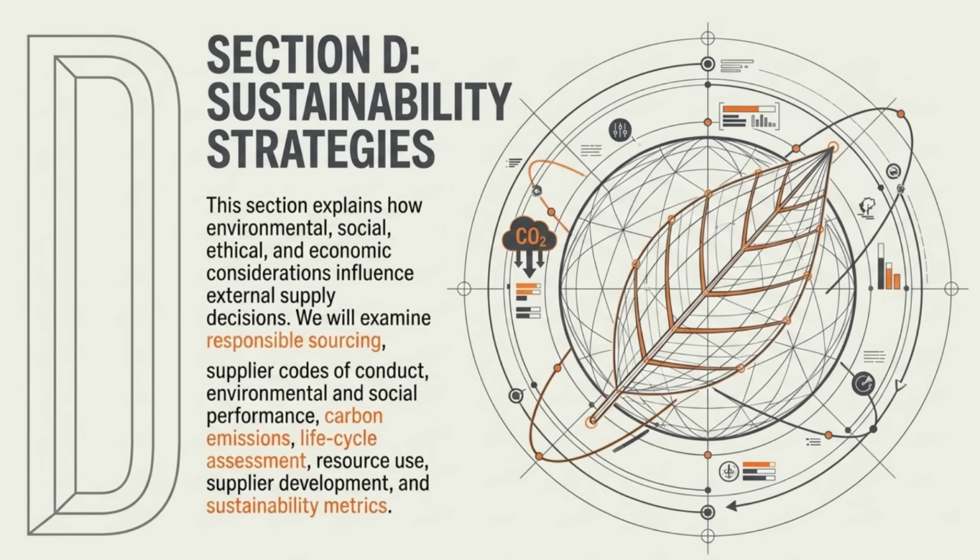Section D, Sustainability Strategies. This section explains how environmental, social, ethical, and economic considerations influence external supply decisions. We will examine responsible sourcing, supplier codes of conduct, environmental and social performance, carbon emissions, life cycle assessment, resource use, supplier development, and sustainability metrics.